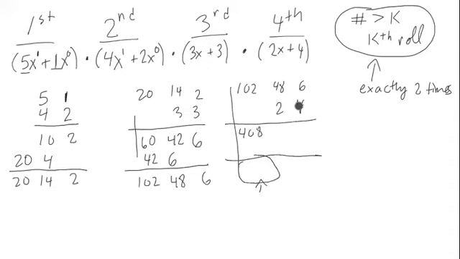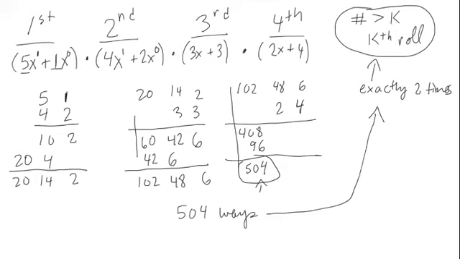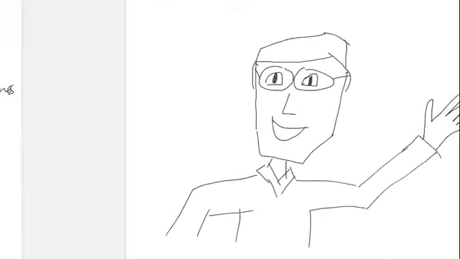And then, because of shifting, on the next one we just do 2 times this one, which is 48. So 2 times 48, which would be 96. Now, when we add these two together, we're going to get 504. So this tells us that there are precisely 504 ways of this happening exactly 2 times amongst 4 rolls. Thanks for watching.